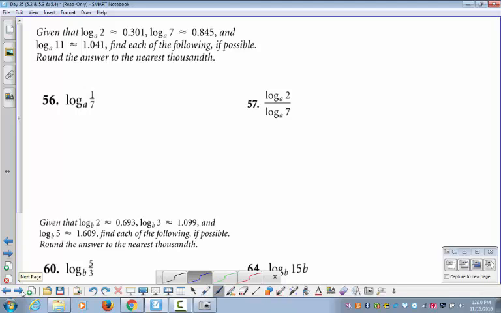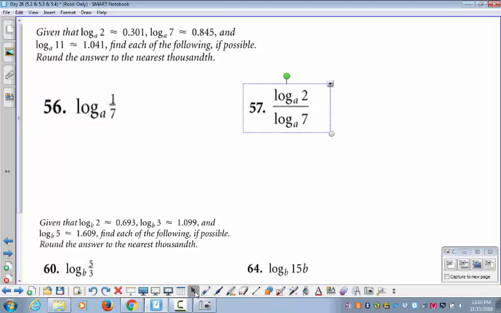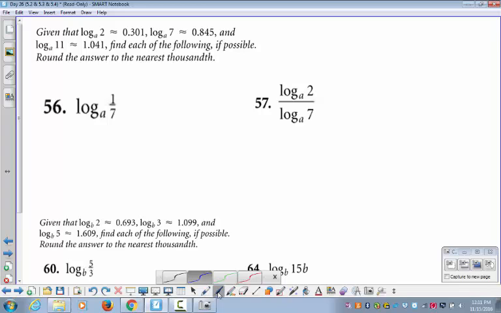Okay, so here they give us some information, and they want us to use that information to rewrite these. So they tell us all that stuff up there. Log base A of 7 is 0.845. Let's see if we can use subtraction here. So we would write this as log base A of 1 minus log base A of 7. What's log base A of 1? 0. And then minus log base A of 7, they give us that as 0.845. So we end up with negative 0.845.